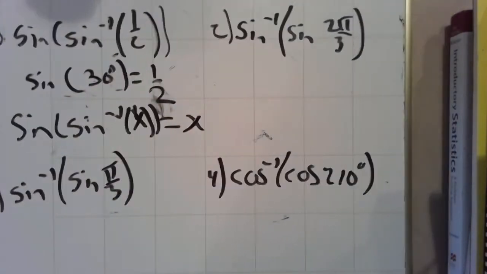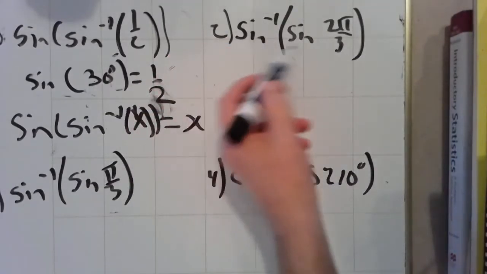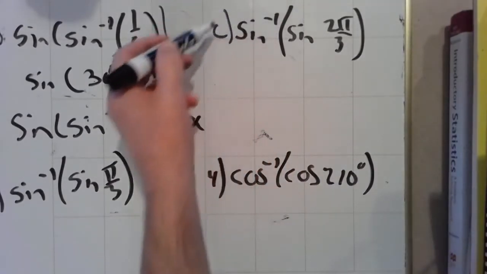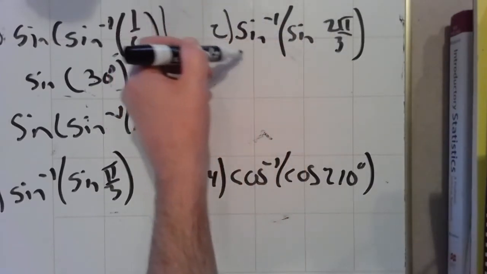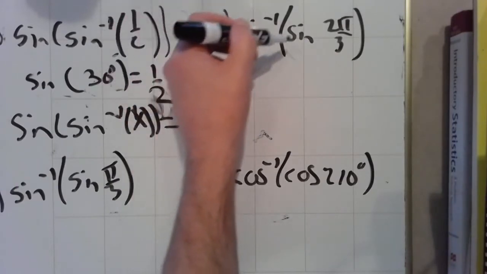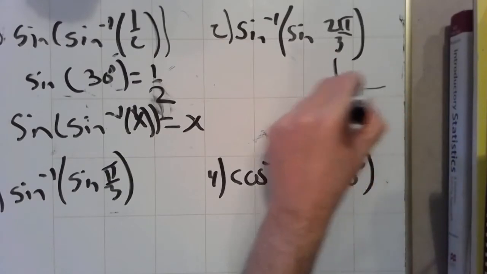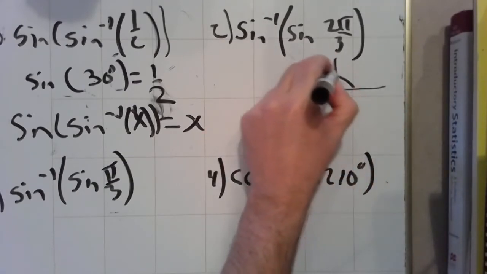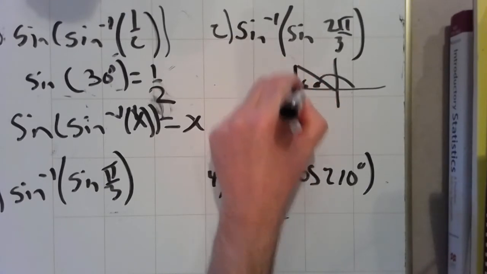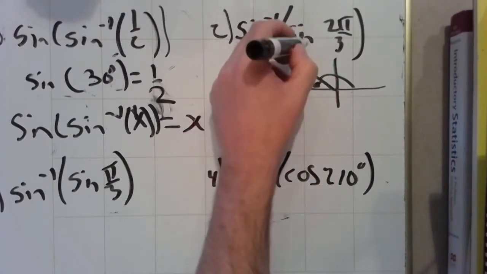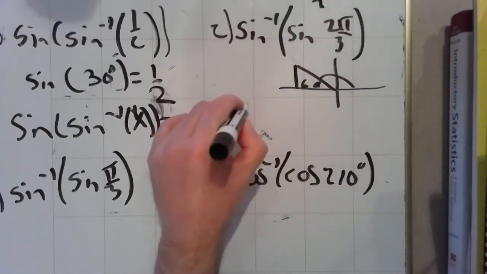What if we're in the other order? These will not necessarily cancel out. These are not inverses of each other. This is the inverse of a restricted version of sine. This only applies in quadrants 1 and 4. So sine of 2 pi over 3, that's this angle here, 120 degrees. That has a reference angle of 60 degrees. Sine of 2 pi over 3 is root 3 over 2.